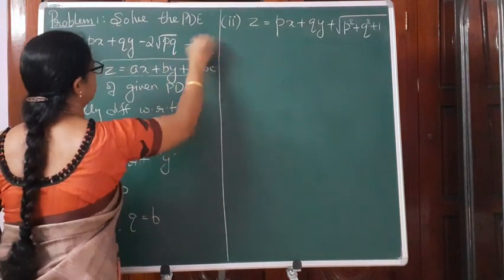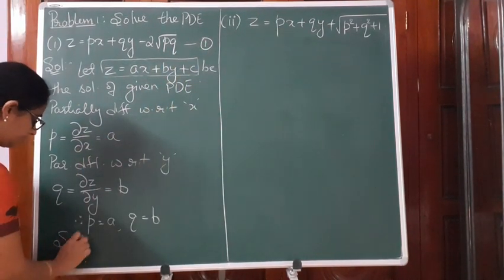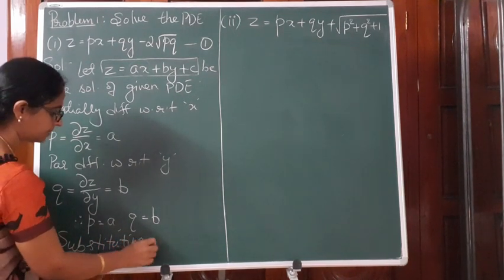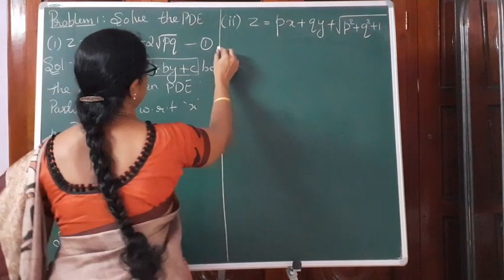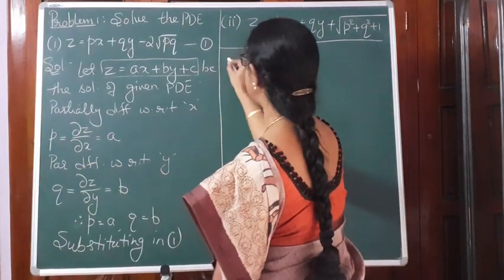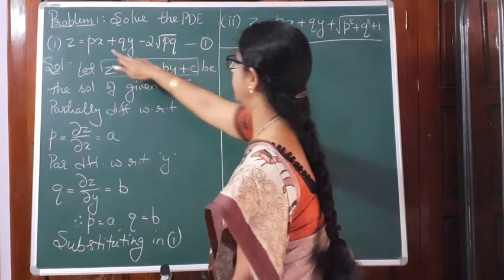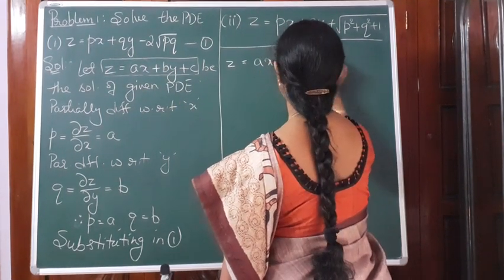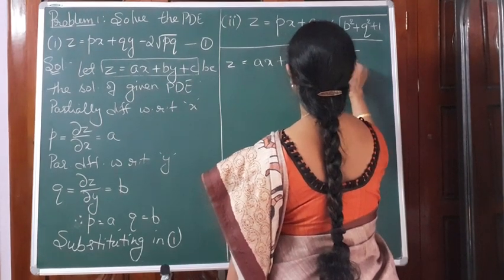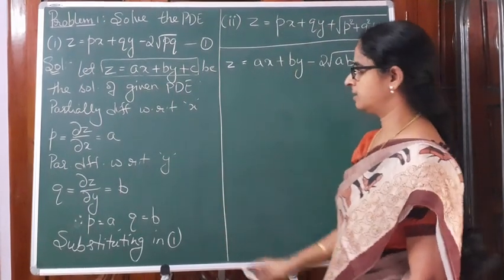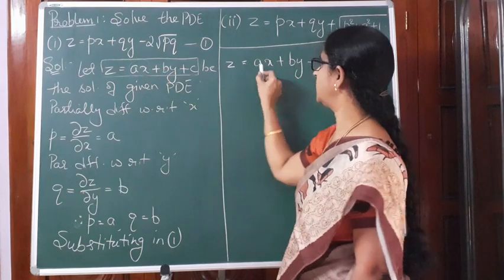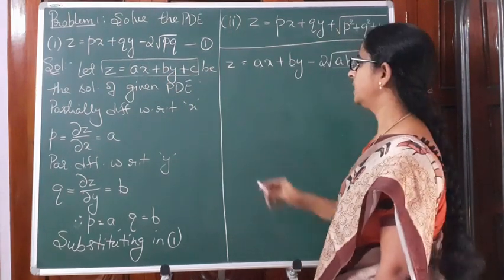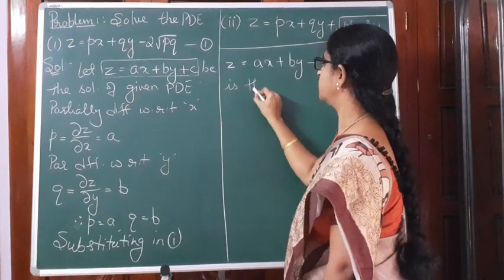Let's call this equation 1. Substituting in equation 1, we obtain z = px, that is Ax + By − 2√(AP). This is the general solution. The general solution is of the form z = Ax + By + C, where C is here −2√(AP). This is the general solution for the given PDE.